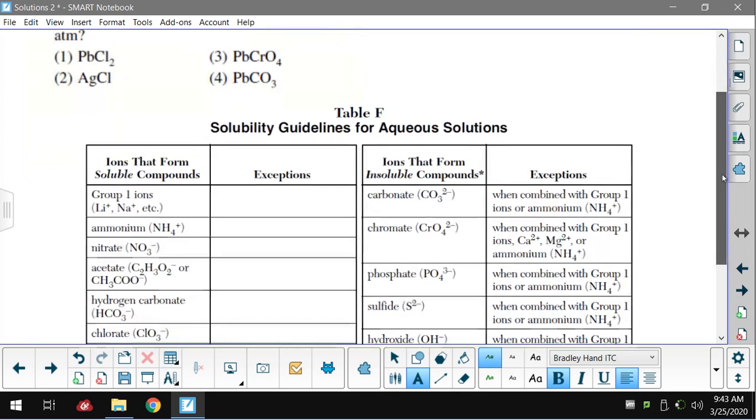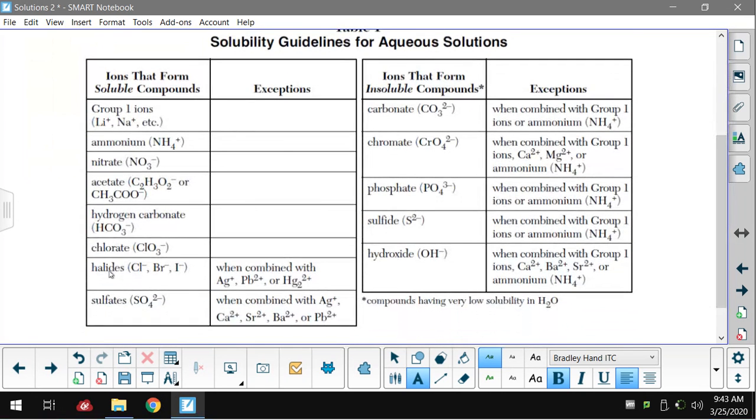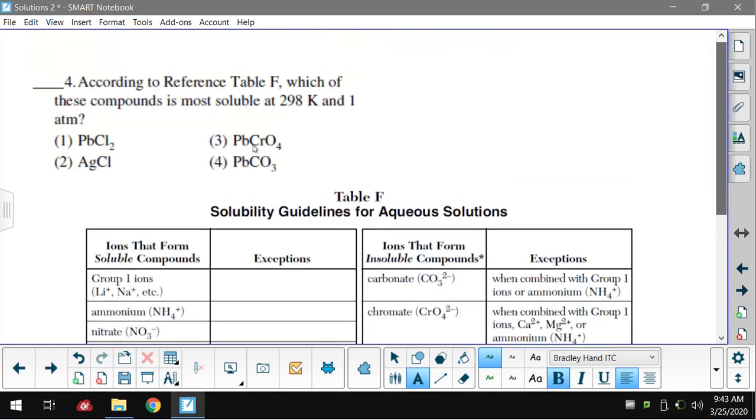If you look at this, you're like, wait a minute. Lead chloride, insoluble. Silver chloride, insoluble. Lead carbonates, they're insoluble. So how does this one work? Well, it's because the chromates, they're all insoluble as well. This was based on the old table F. So I changed the answer for this one. I don't remember what the new question is, so I'll have to get back to you on that one.